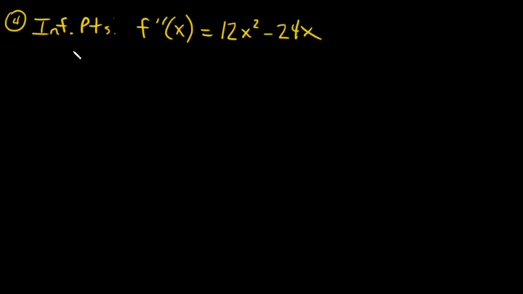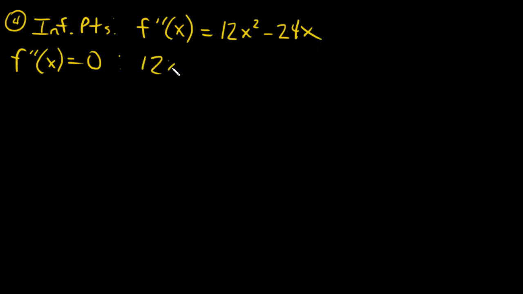Okay? So I told you don't really have to worry about the discontinuities at this point, but we do need to see where f double prime of x equals 0. That's where we have our inflection points, the transition from one type of concavity to the other. So how do I find that? Well, I'll set this equal to 0 and solve.